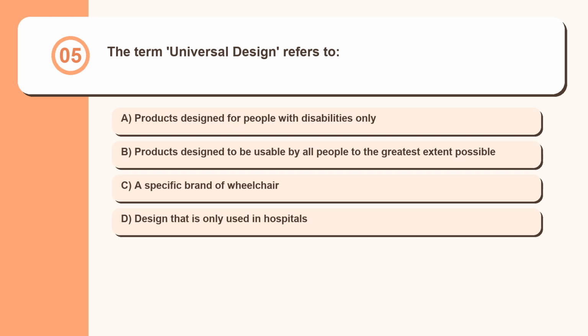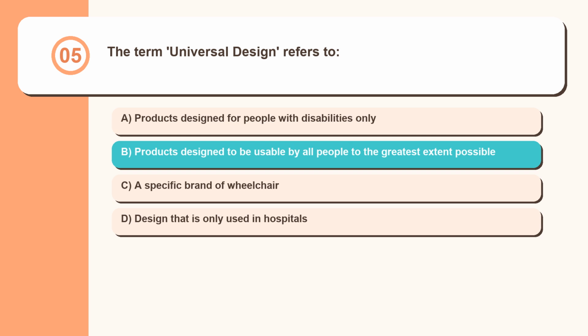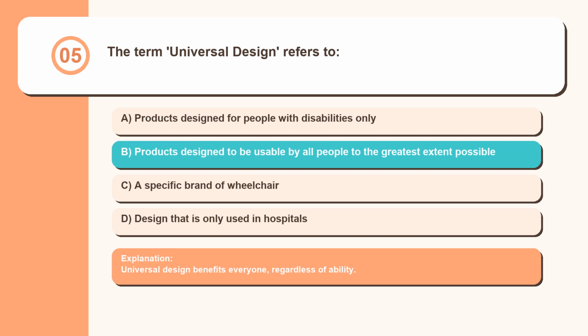Question 5. The term universal design refers to products designed for people with disabilities only, products designed to be usable by all people to the greatest extent possible, a specific brand of wheelchair, design that is only used in hospitals. Universal design benefits everyone, regardless of ability.